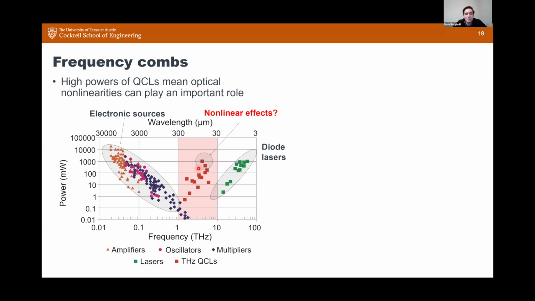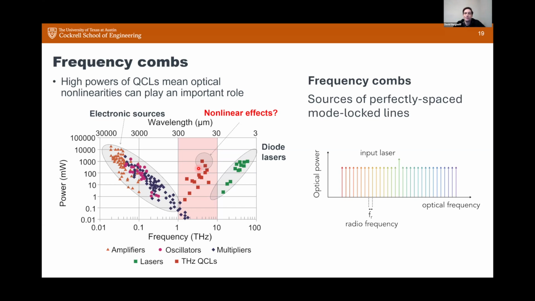And one of the most compelling effects that has been observed for a while now is the formation of frequency combs. So a frequency comb, if you haven't heard of this before, is a light source whose lines are perfectly spaced, or in other words, mode locked. So a comb is a light source where the lines are completely evenly spaced across the spectrum by this frequency that we call FREP, or the repetition rate. And it's called a comb because it looks like a comb, right? So this looks like a comb.